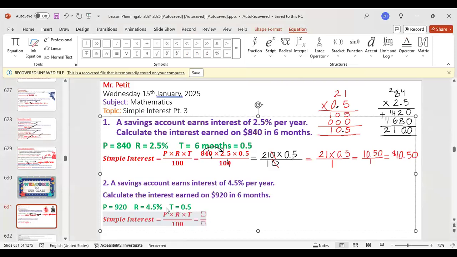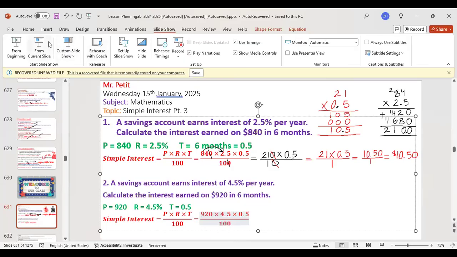So what is going to be the principal in this question? 920. 920 is the principal. Very good. What is the rate? 4.5. Just that. And what is the time? 0.5. Very good, Shamaya. All over what? 100. Very good. All over 100.